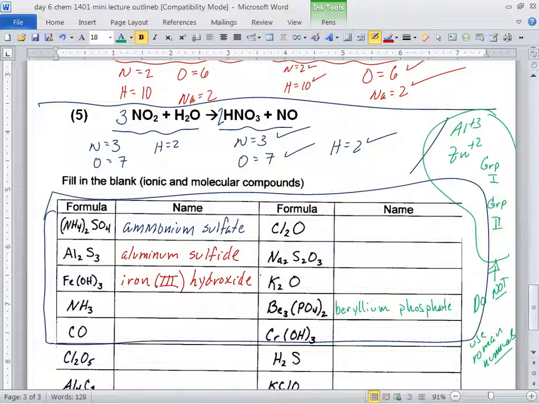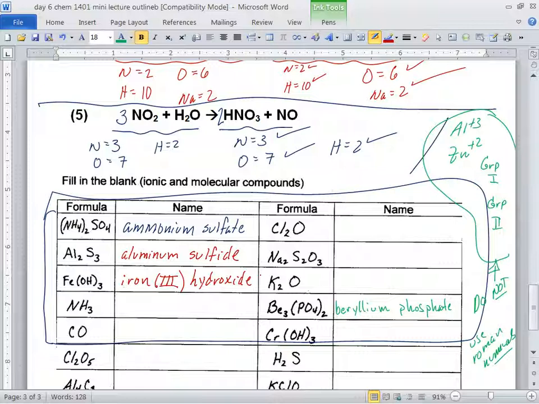Are you getting these? Ammonium sulfate, aluminum sulfide, iron 3 hydroxide. Keep going, name them all. When we're doing this, are we going to have a periodic table to look at? Yes, you'll always have the periodic table, but that's it. Your periodic table is the only cheat sheet you really have on this, so make the most out of that cheat sheet.